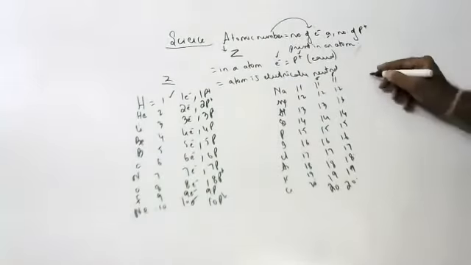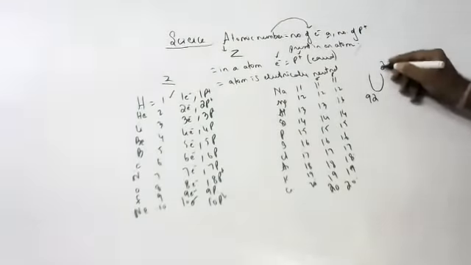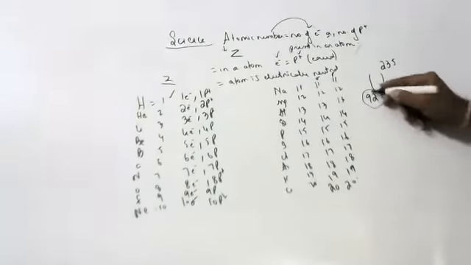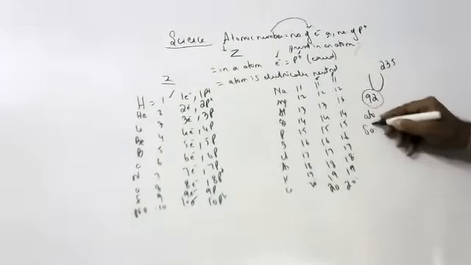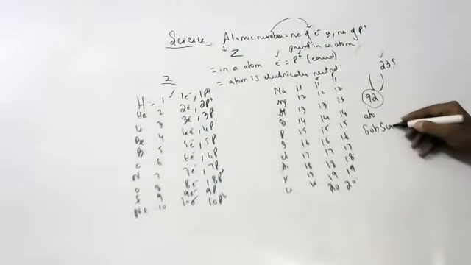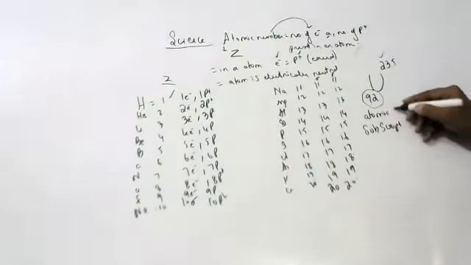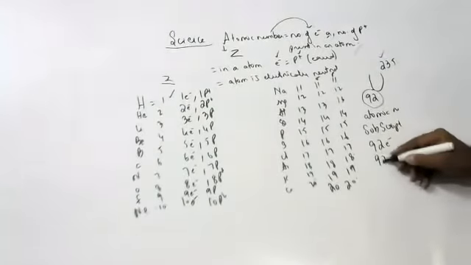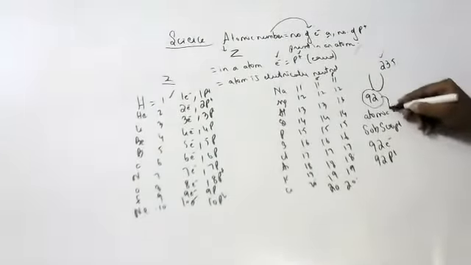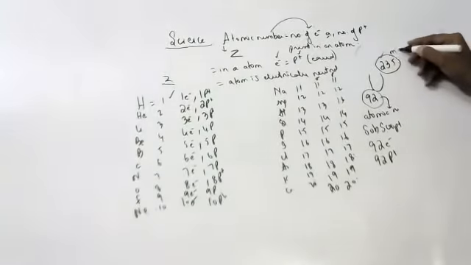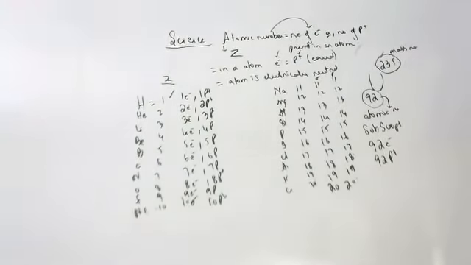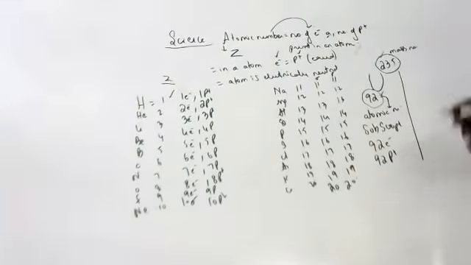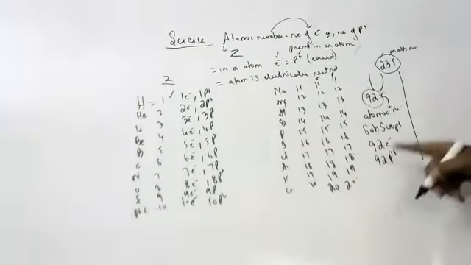Sometimes they will ask you like this: uranium, 92, 235. How many electrons are there? How many protons are there? Always this is called the atomic number. This is called the subscript. This is called the superscript. The subscript always represents the atomic number. The superscript represents the mass number. What is mass number? I will discuss it in tomorrow's class. So uranium atomic number is 92. What does it mean? It has 92 electrons and 92 protons.